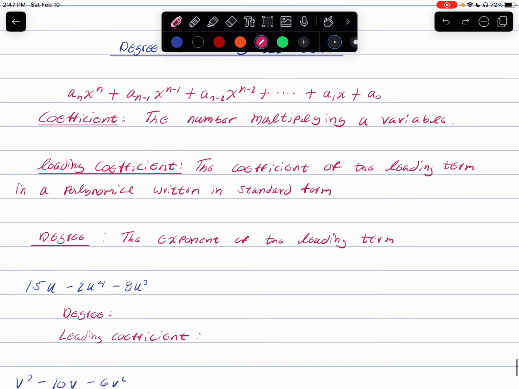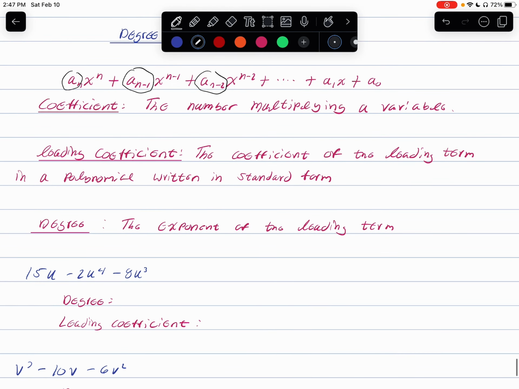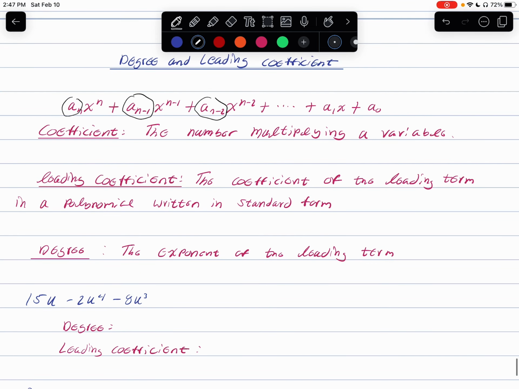The coefficient of any polynomial, right? A coefficient in a polynomial is the number multiplying a variable. Okay, so in this case, a sub n is going to be a coefficient. A sub n minus 1 is going to be another coefficient. A sub n minus 2 is going to be another coefficient, and so on and so on. Okay, and the leading coefficient is the coefficient of the leading term in a polynomial written in standard form.